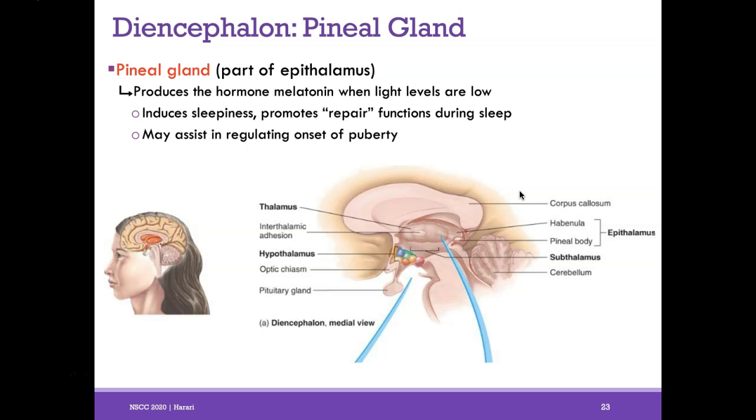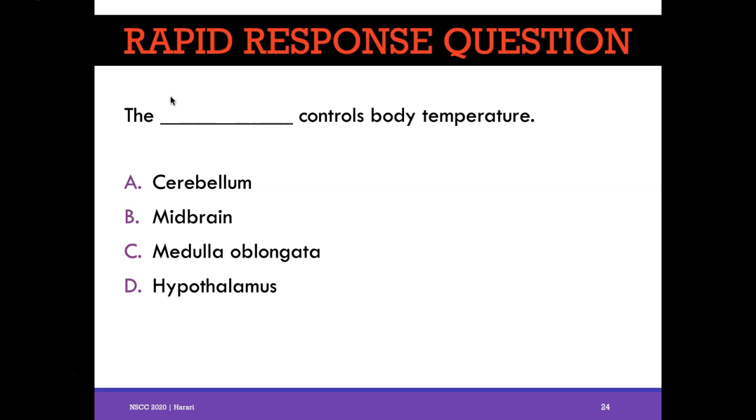So we said there are three parts to the diencephalon: the epithalamus, which is really the pineal gland. We have the thalamus and the hypothalamus. So what part of the brain controls body temperature?